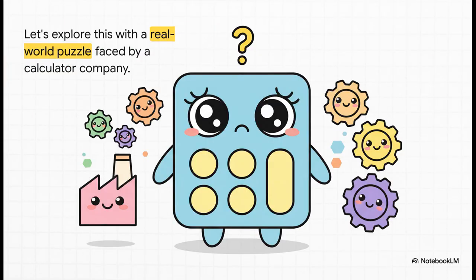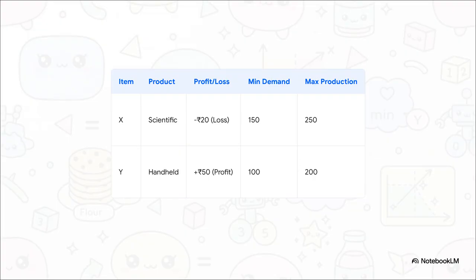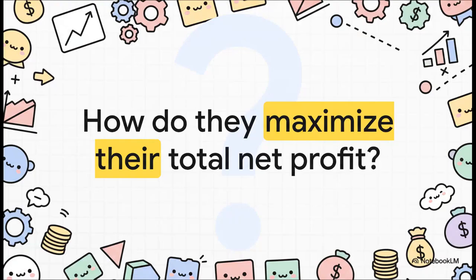Let's dive into a real-world puzzle. It's about a company that makes, well, two kinds of calculators. So check this out. One calculator actually loses money, but the other one makes a profit. And of course, there are limits. The big question is, how many of each should they make to max out their profit? This is exactly what LP is for.